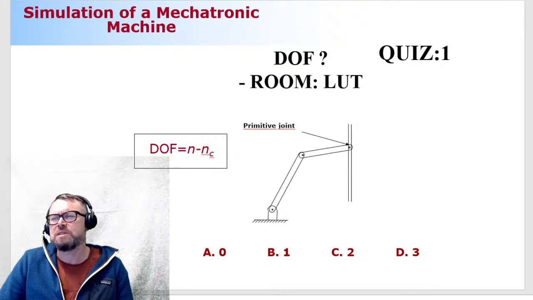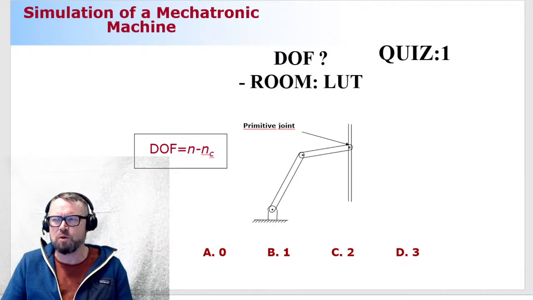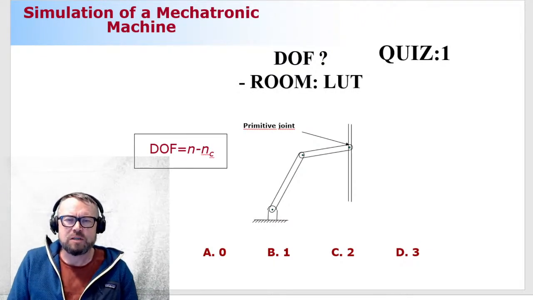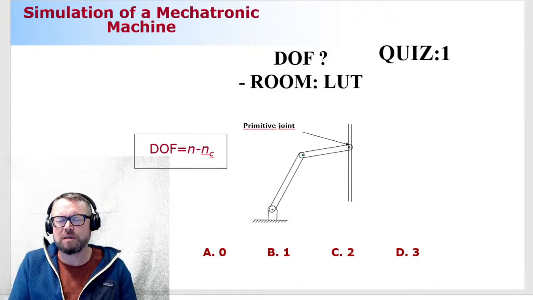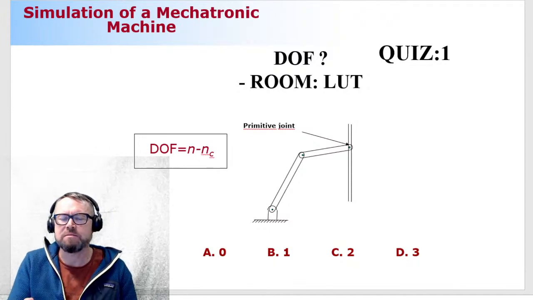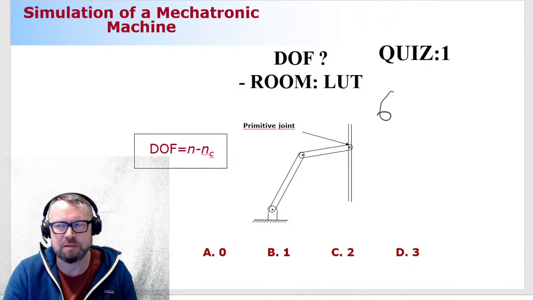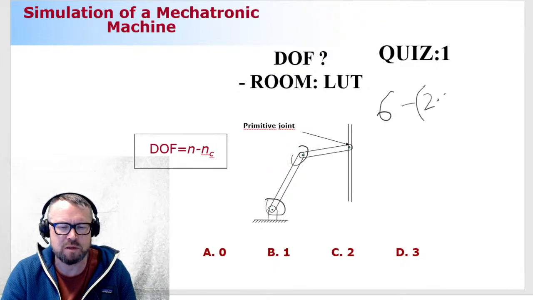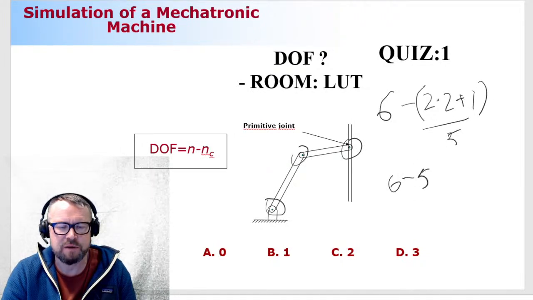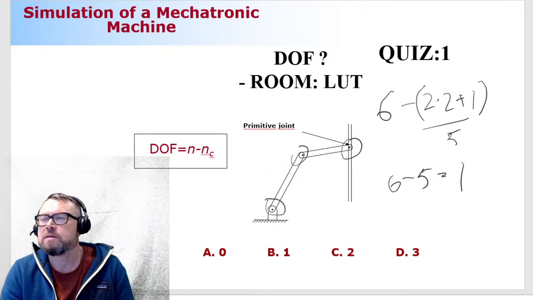Honestly, I'm disappointed. I'm disappointed because remember I just said, 2 moving bodies. So how many generalized coordinates are needed if you have 2 moving bodies? If one body needs 3 generalized coordinates, two bodies need 6. All right. Then we have 2 revolute joints, 2 multiplied by 2, and 1 primitive joint, plus 1. That's 5. 6 minus 5, 1. All right.